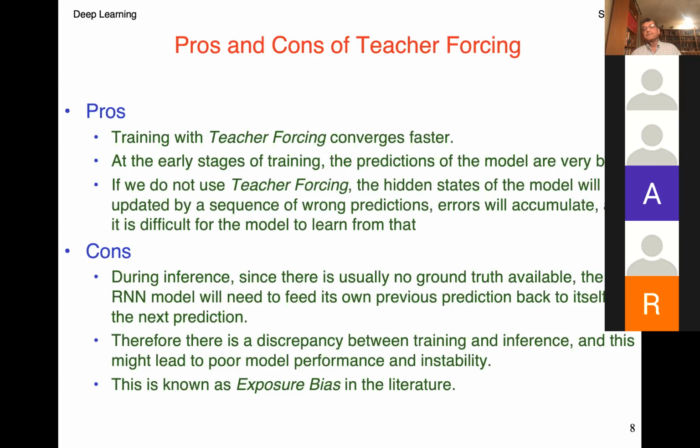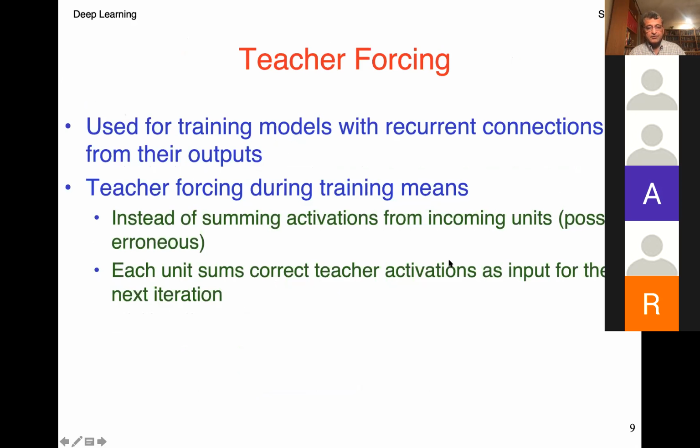So there is some issue here about the availability of the ground truth information. When it is not available, you would be using the previous output as input. We're using that second model we talked about, where the hidden units are not connected directly, but we're taking the output. So teacher forcing is used to train models with recurrent connections from their outputs. Teacher forcing during training means that instead of summing activations from incoming units, each unit sums the correct teacher activation as input for the next iteration.